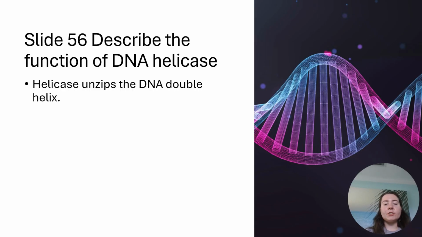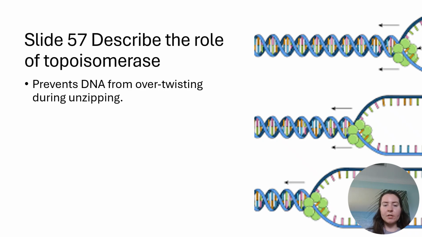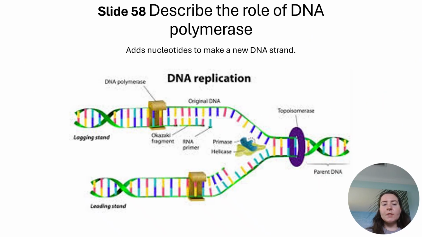56. Describe the function of DNA helicase. Helicase unzips DNA into a double helix, and then that is a picture of a double helix. 57. Describe the role of topoisomerase. Topoisomerase prevents DNA from over-twisting during unzipping, and you can see pictures of that. 58. Describe the role of DNA polymerase. Adds nucleotides to make a new DNA strand, like replication.